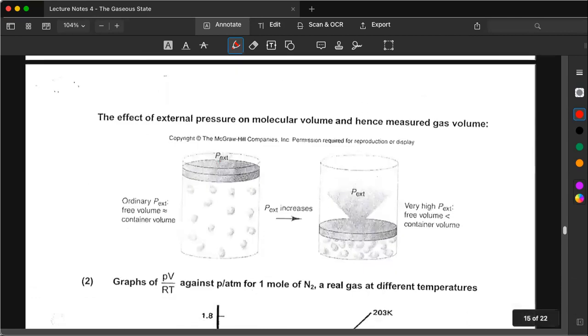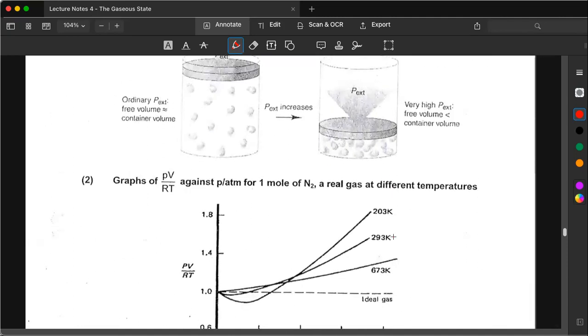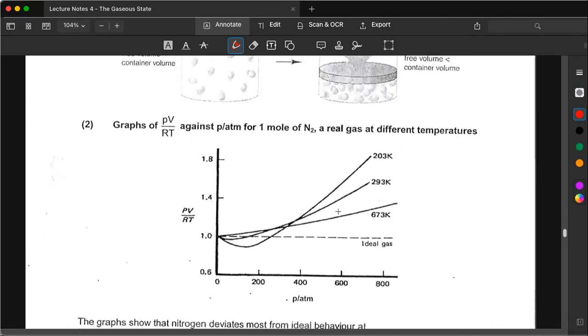If we have very high pressure, the free volume will be much less than the container volume. But in the equation, we continue to use the volume of the container instead of the free volume, which explains why the ratio is artificially higher than 1. So if you plot a graph of PV over RT against P for 1 mole of gas at different temperatures, this is what we get.